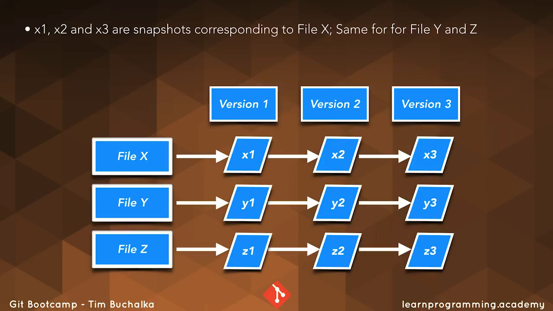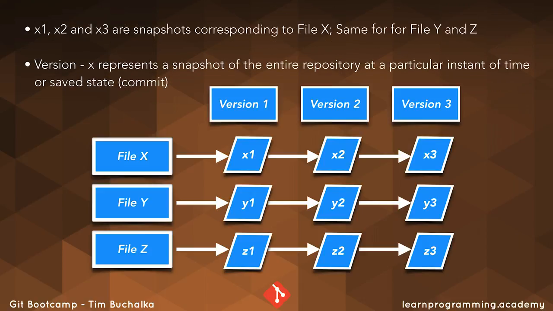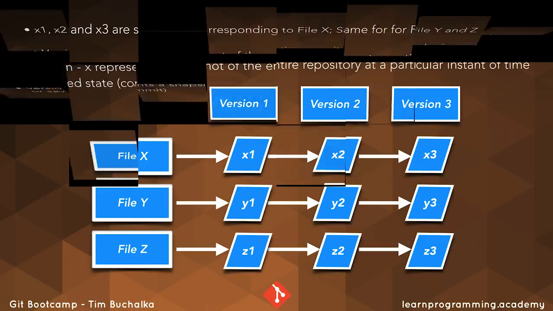And here X1, X2 and X3 are snapshots corresponding to file X, and you can see the same is there for file Y and file Z. Now the version here X represents a snapshot of the entire repository at a particular instance of time or saved state, which again is that commit word that is used to indicate saving information in a version control system.